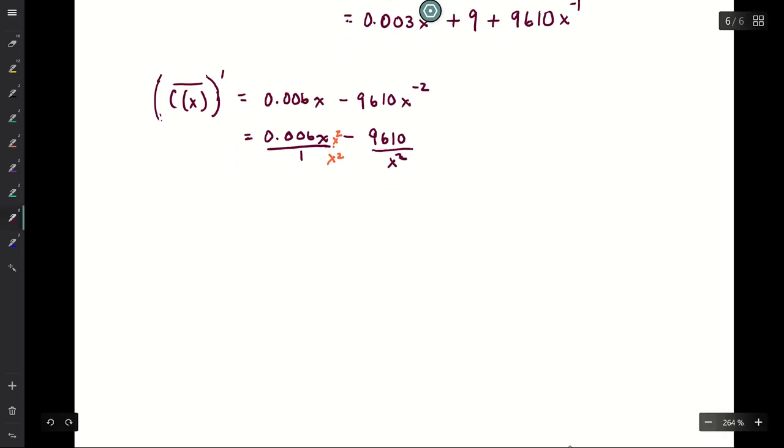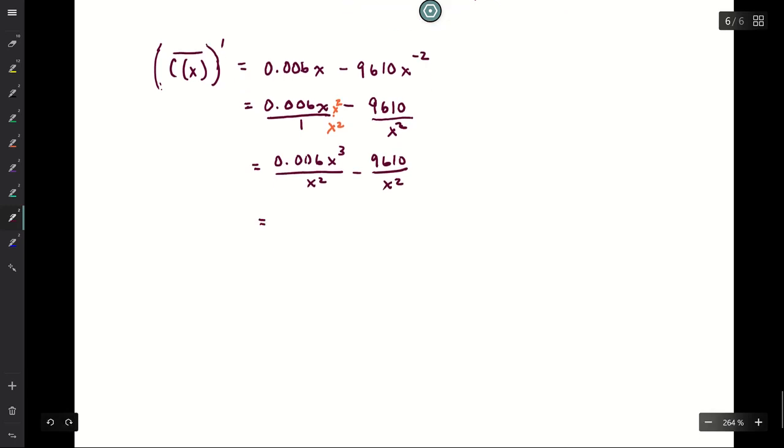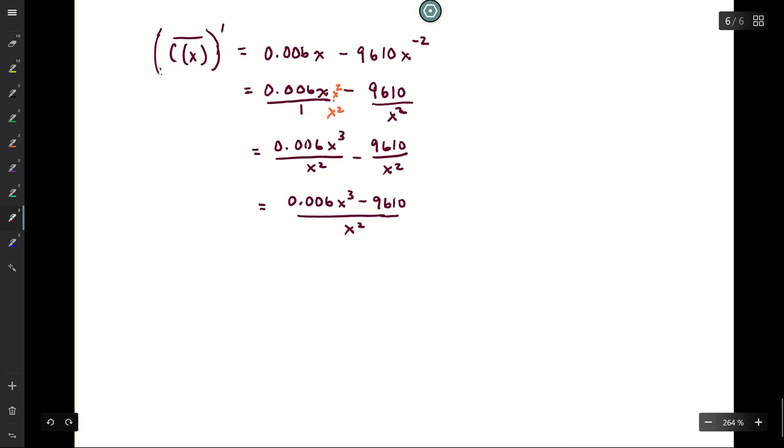So doing that, that's going to result in a 0.006, and then we have an x times an x squared, that'd be x cubed, all over x squared, and then minus 9610 all over x squared. So now we have a common denominator. Go ahead and shove these two fractions together over one single denominator. All right, and then we have our rational function in the proper form to be able to find critical numbers.